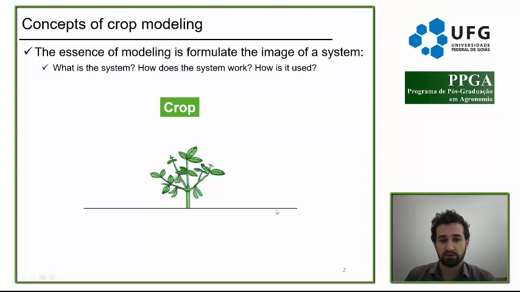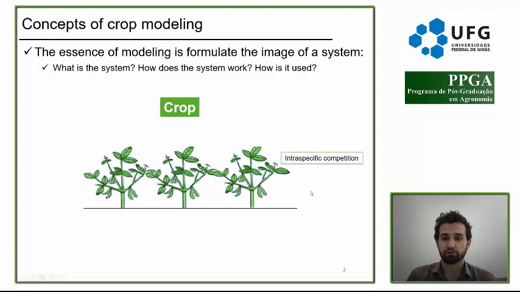So here we have an example of a system. We have first just one plant of soybean. You can look at this plant and make a lot of images about how this plant grows. For example, we can define the number of leaves, the height of this crop, how the crop makes photosynthesis, and the chemical composition of this plant. You can make a lot of simulations and bring a lot of details for this single plant that you have here.